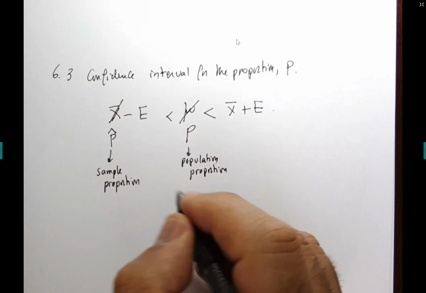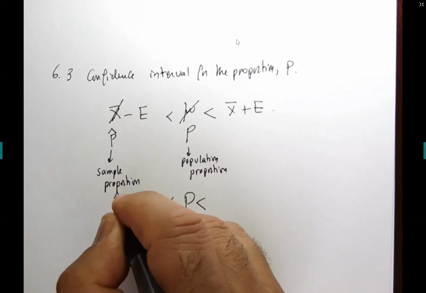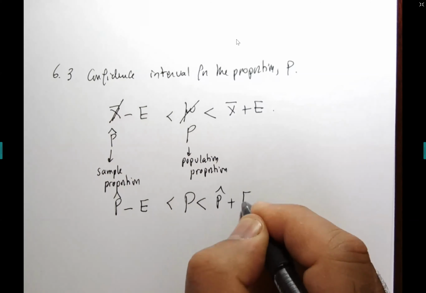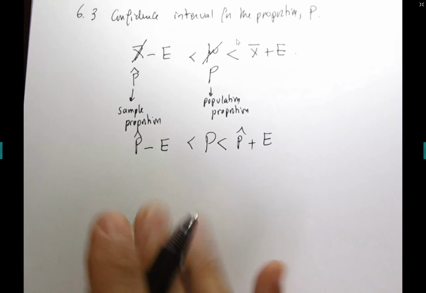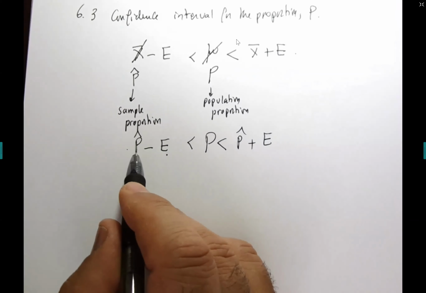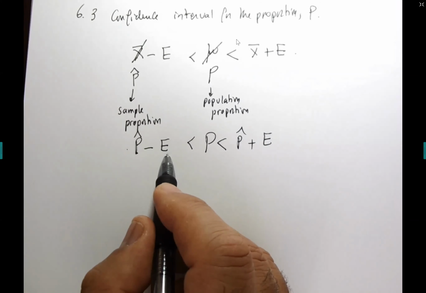So your interval in section 6.3 is going to be like this, guys: P hat minus E and P hat plus E. So it's enough for me to show you how to find E. P hat will be given to you always. E, I'm going to show you how to calculate using a formula. And once we do that, we can write the interval.